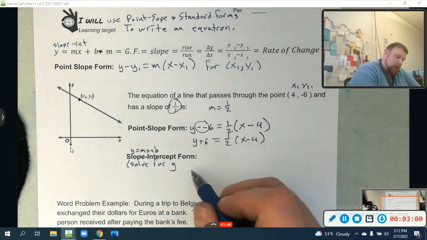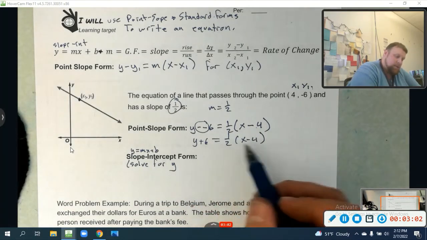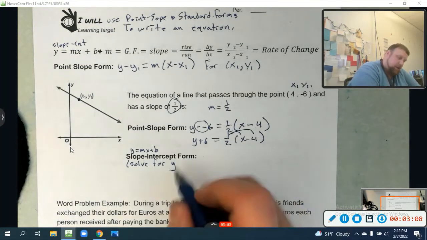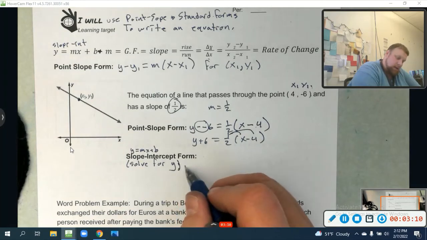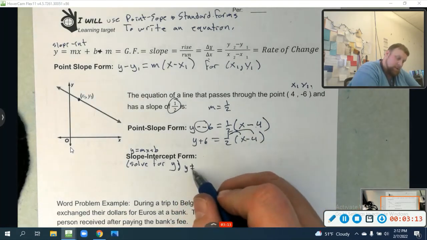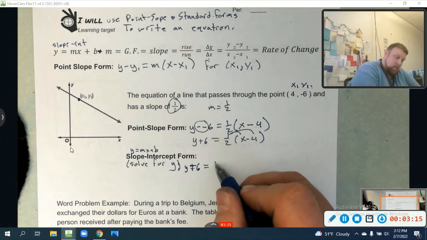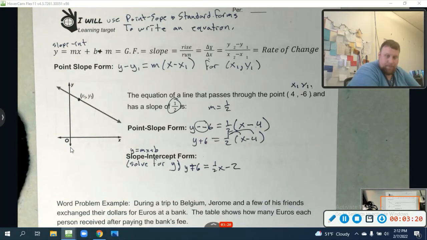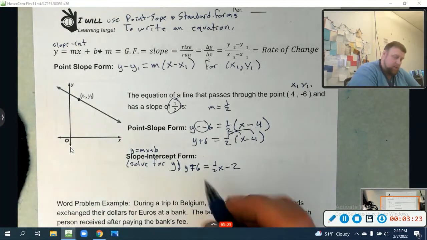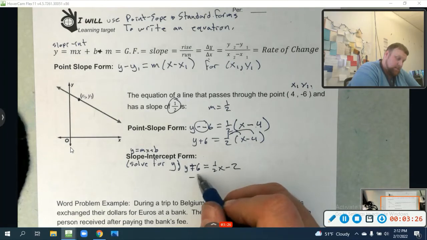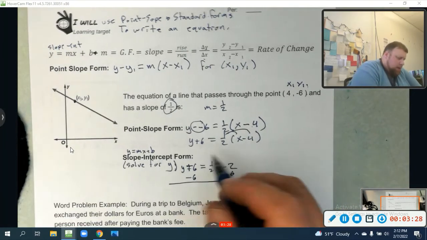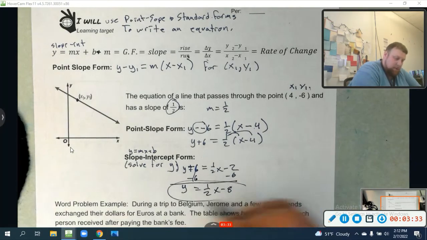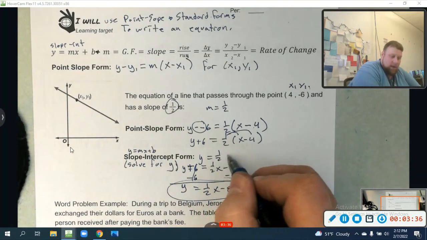So if I'm looking at my y plus 6 equals 1/2 times x minus 4, I'm going to do the first step right off the bat. I'm going to distribute that half. So I'm going to get y plus 6 equals 1/2 x. And what's half of negative 4? It's negative 2, right? That almost looks like mx plus b. We just need to take that plus 6 and subtract it over, and I get that y equals 1/2 x minus 8. Boom. y equals 1/2 x minus 8.